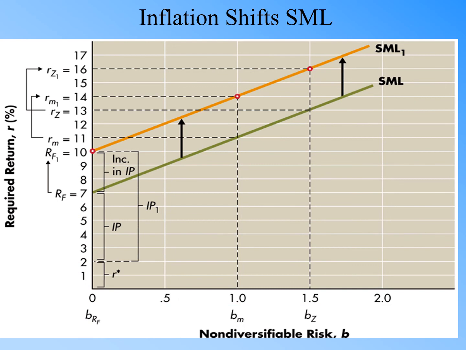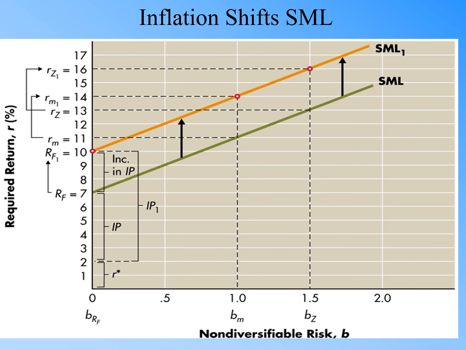Inflation shifts the security market line. An increase or decrease in inflation shifts the security market line accordingly. If there is an increase in inflation, the investors demand additional compensation against that inflation so that they can keep their wealth intact in future. They demand an inflation premium. So in this case, you can see that the inflation premium increases from 5% to 8%, and the risk-free rate of return is increased from 7% to 10%.